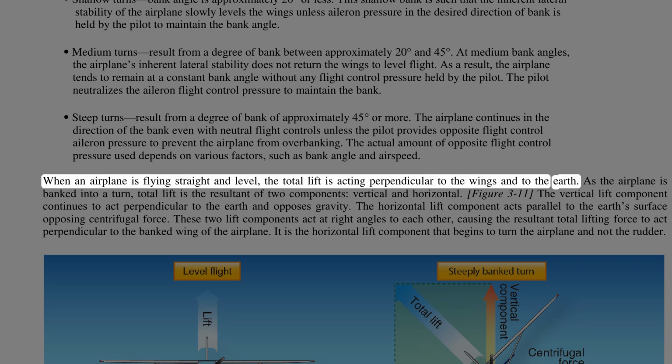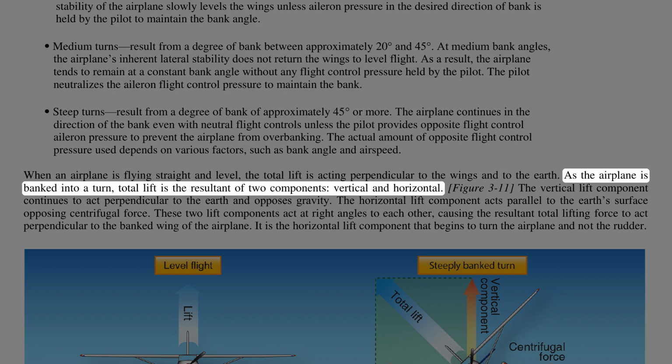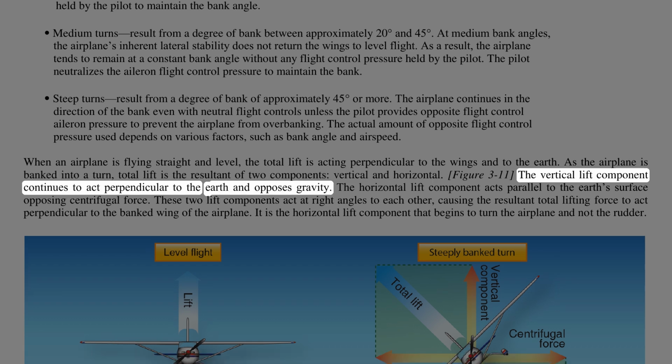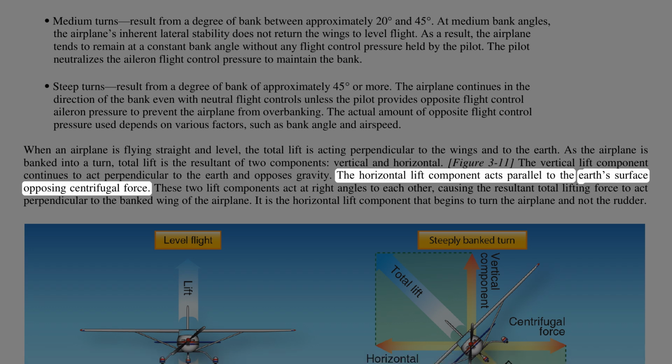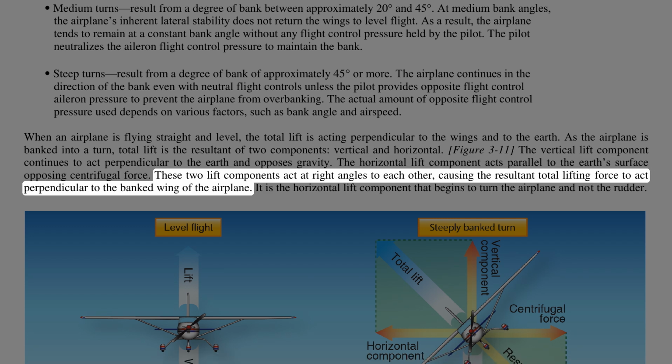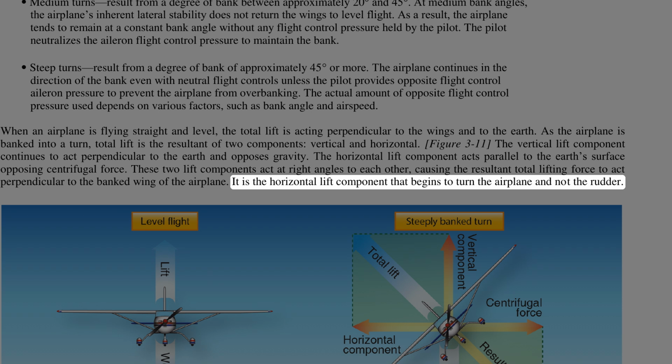When an airplane is flying straight and level, the total lift is acting perpendicular to the wings and to the earth. As the airplane is banked into a turn, total lift is the resultant of 2 components, vertical and horizontal. The vertical lift component continues to act perpendicular to the earth and opposes gravity. The horizontal lift component acts parallel to the earth's surface, opposing centrifugal force. These 2 lift components act at right angles to each other, causing the resultant total lifting force to act perpendicular to the banked wing of the airplane. It is the horizontal lift component that begins to turn the airplane, and not the rudder.